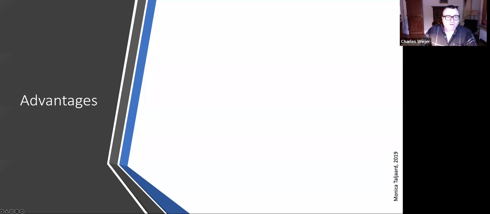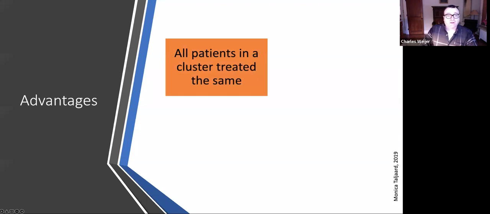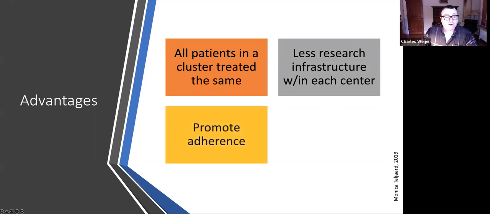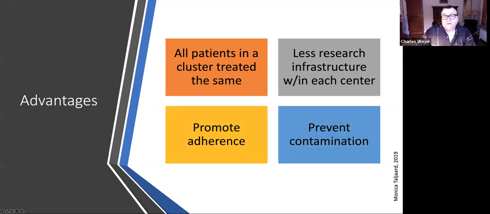So why might one choose a cluster randomized design? Well, there are a number of reasons. Cluster trials have advantages. All patients in a cluster are treated the same. And that means that perhaps one needs less research infrastructure within each center. It might further seek to promote adherence and to prevent contamination. So these are substantial advantages conferred by cluster randomization.